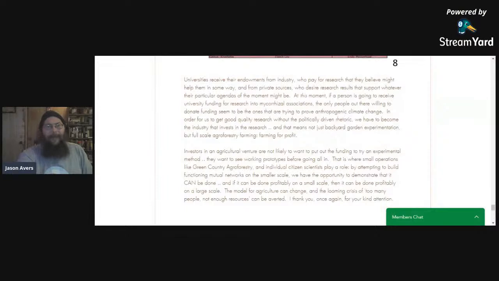All right, so universities receive their endowments from industry. This is the way it works. I mean, yeah, students do pay a tuition, but for the big things, industry pays for that wing, for that particular type of study. They pay for the research, and they pay for research that they believe might help them in some way. And then there's private sources who also want research results to support whatever their particular agendas of the moment might be.